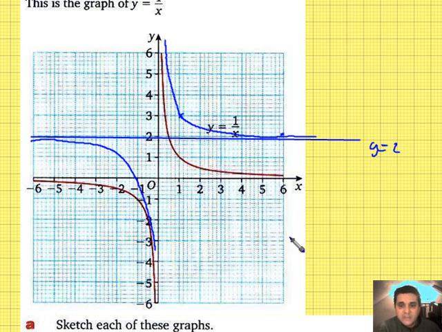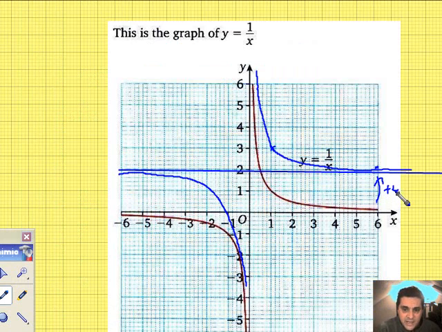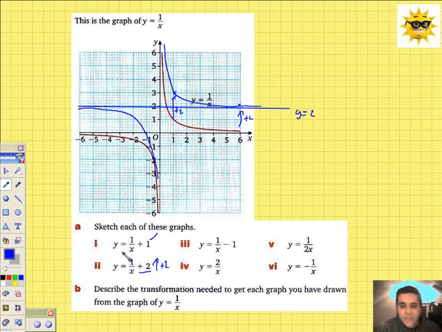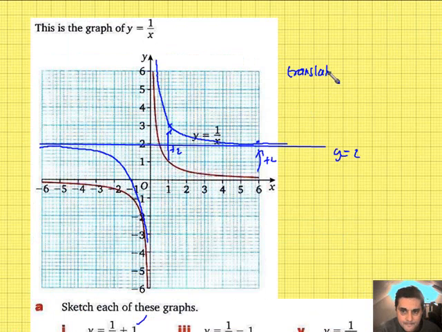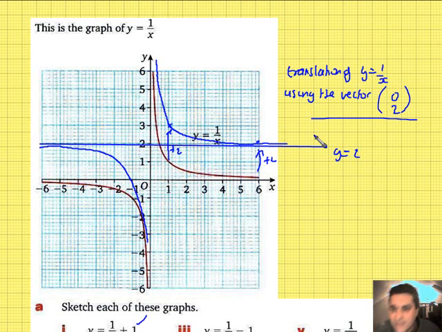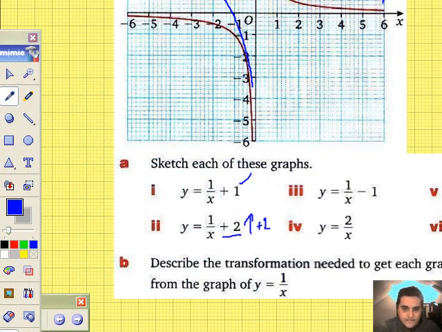I've clearly lifted the thing up 2 units, so from there to there, plus 2, from (1, 1) to (1, 3), plus 2 units. So how did I transform that? It's a translation of y equals 1 over x, and I'm using the vector (0, 2): 0 along and 2 straight up. That's all there is to it really. Translate it (0, 2) and lift the whole graph up by 2 units parallel to the y-axis. Alright, so that's that one done.